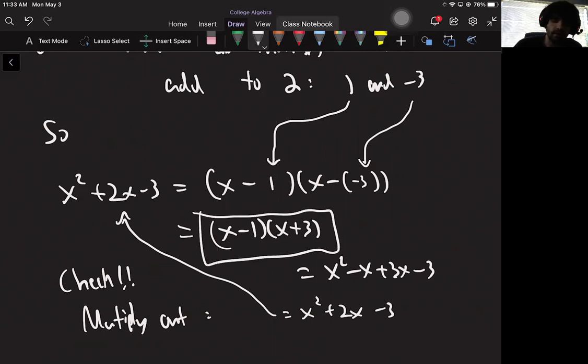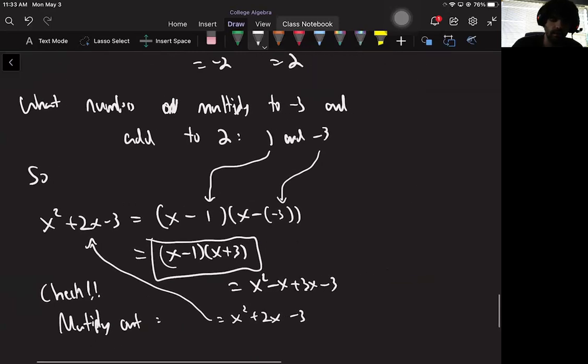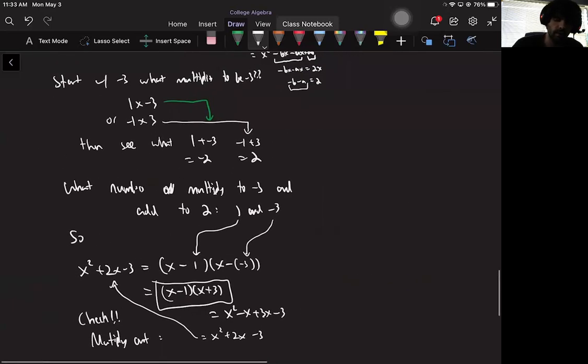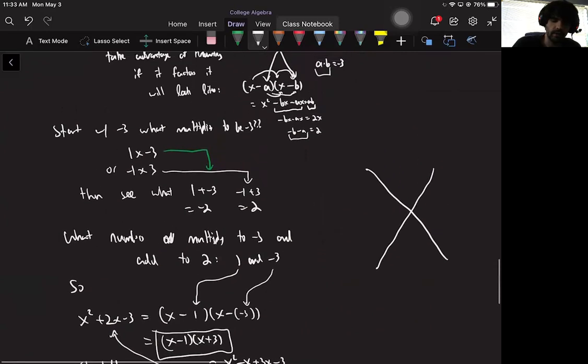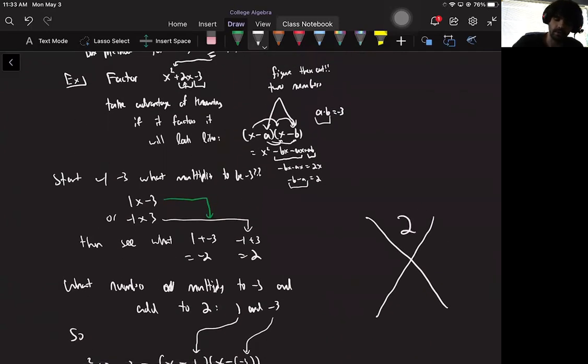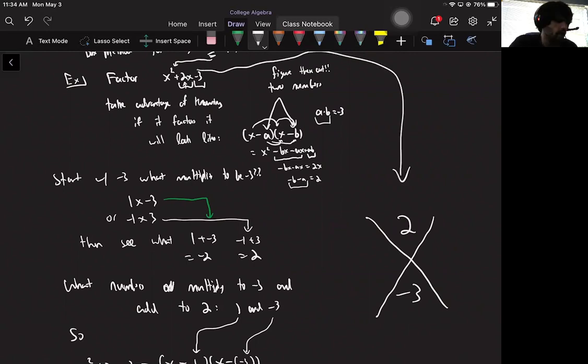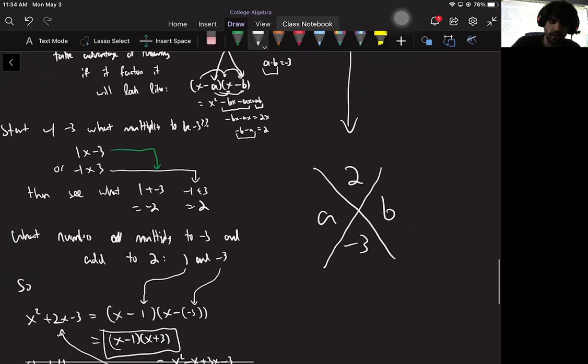And now the box method is just doing this in a very organized way where you draw, I don't know why it's called the box method, but you draw a diamond and you stick the two numbers that you're trying to add and multiply to on the top and the bottom. So on the top goes the 2, and on the bottom goes the -3, coming from this 2 and -3 here. And then on the left is A and on the right is B. You're just organizing this differently.